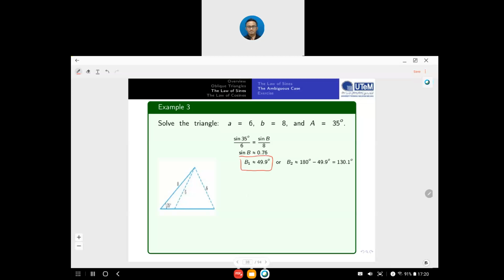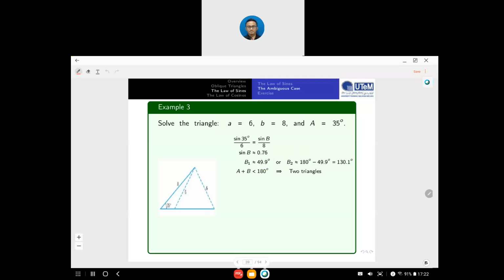But since you have two triangles, you need to find the other B. The second B you can get by 180 minus 49.9. So the other B is 130.1. So you have two B here because it is two triangles.